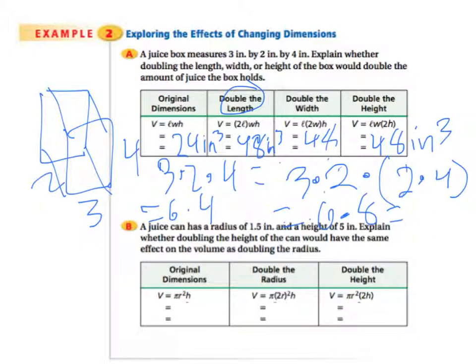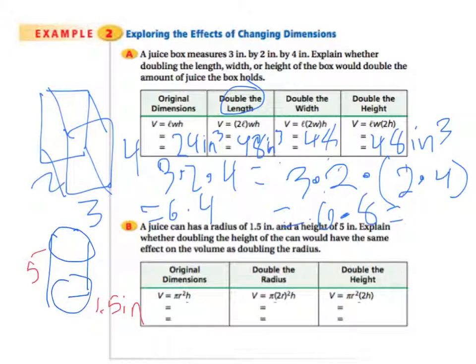We have a juice can. So now it's a can. I'm not that good at drawing cans. It has a radius of 1.5 inches and a height of 5. And so we want to know what happens when we double the radius and if we double the height. So first of all, let's do the original dimensions.